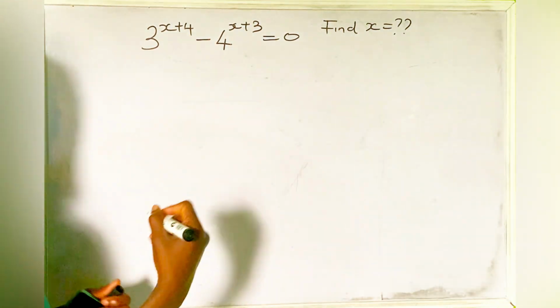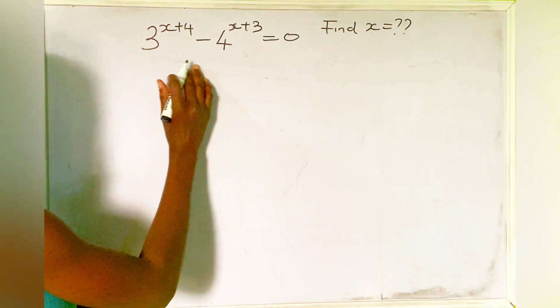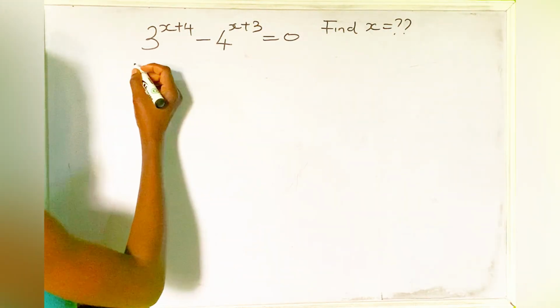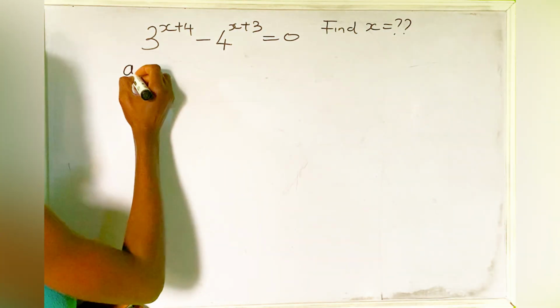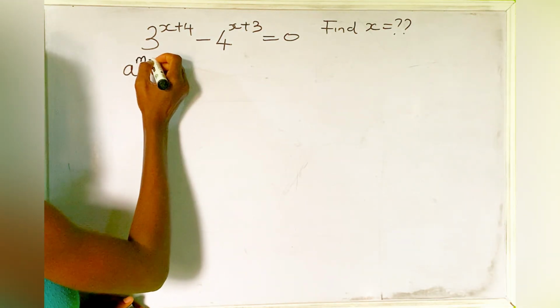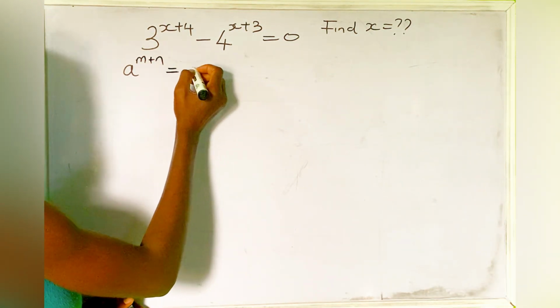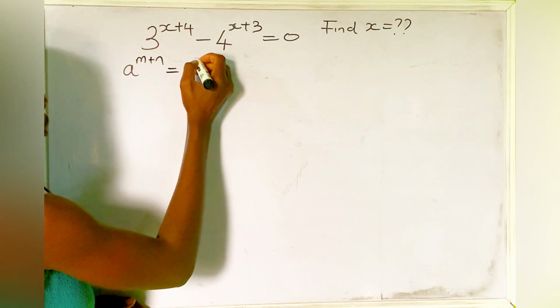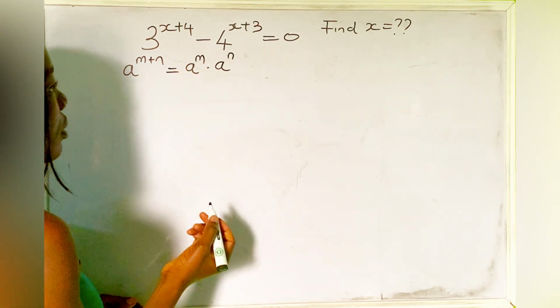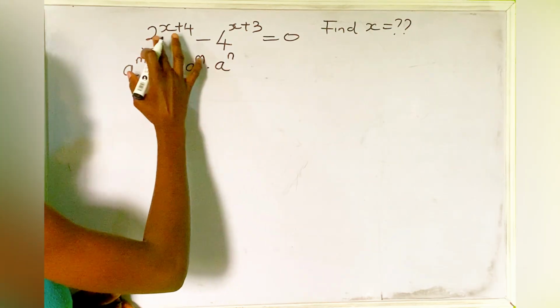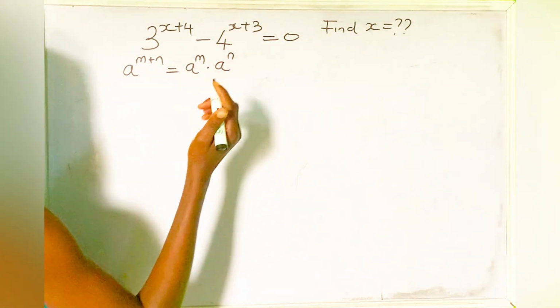The first thing to do here is to apply this law of indices, where a to the power of m plus n is the same thing as a to the power of m multiplied by a to the power of n. So let's use this rule to start solving this equation.